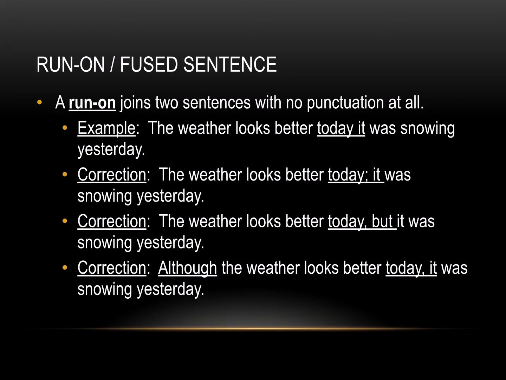The next major error is a run-on or a fuse sentence. Instead of having a comma to combine the two sentences, a run-on has no punctuation at all, as you can see in your example. So you can use much of the same kinds of corrections. You can do a semicolon, a comma and a coordinating conjunction, or change one of the independent clauses to a dependent clause and make it a complex sentence.